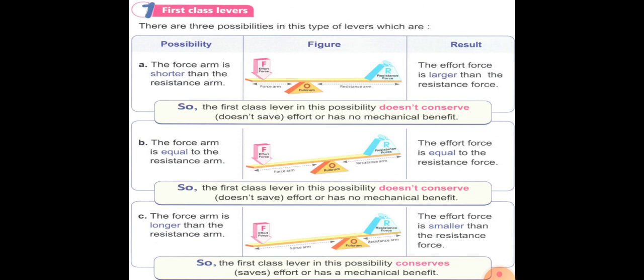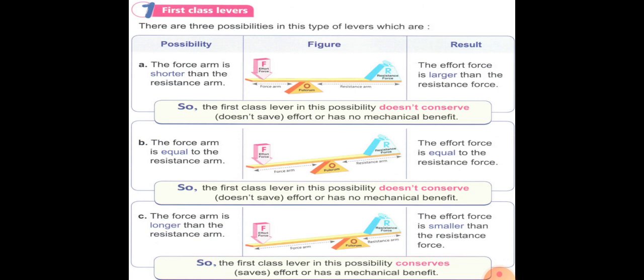If the force arm is longer than the resistance arm, only in this case, the effort force becomes smaller than the resistance force. And also, in this case only, the lever conserves or saves my effort, so it has a mechanical benefit. So in the first class lever, we have 3 cases. 2 of them don't conserve our efforts, and only one conserves the effort.